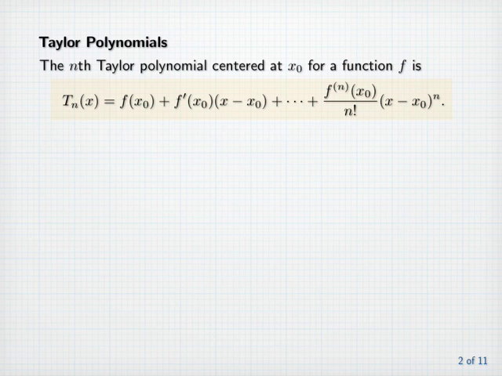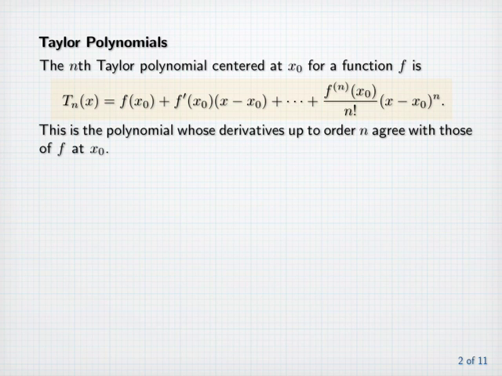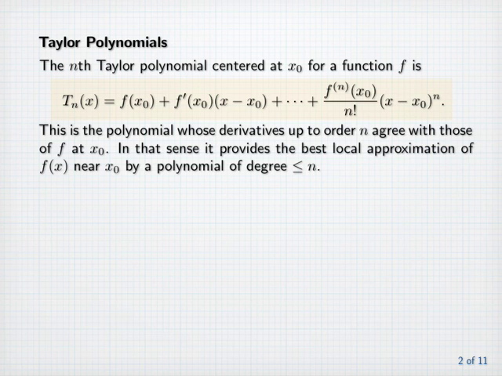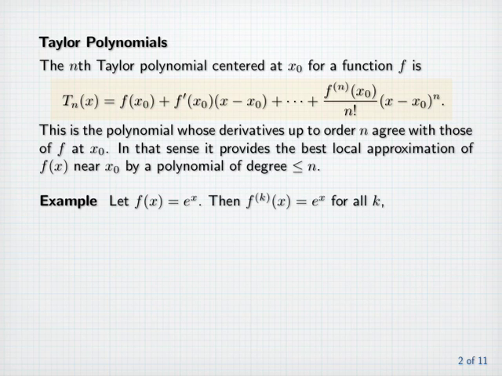This is the polynomial whose derivatives up to order n agree with those of f at x0. In that sense, it provides the best local approximation of f of x near x0 by a polynomial of degree less than or equal to n. Example, let f of x equal e to the x. Then the kth derivative of f is equal to e to the x for all k.